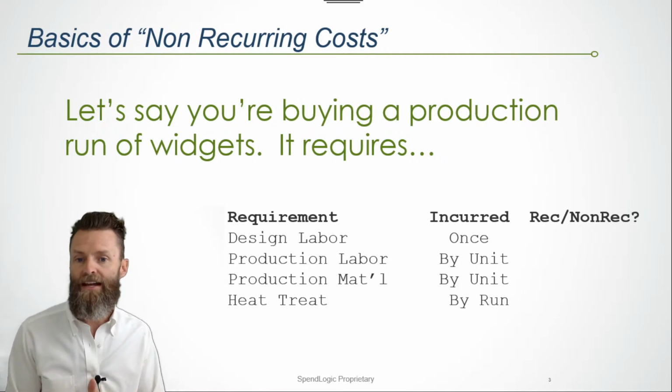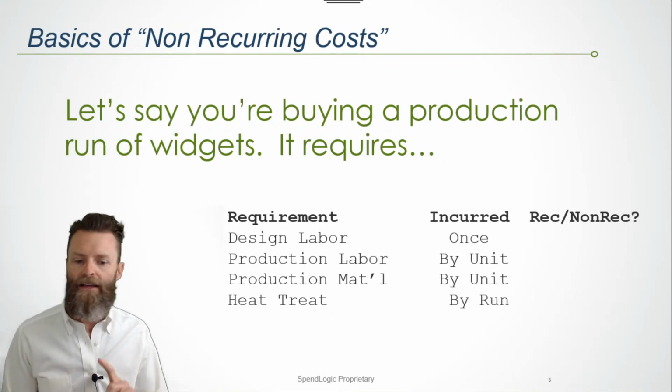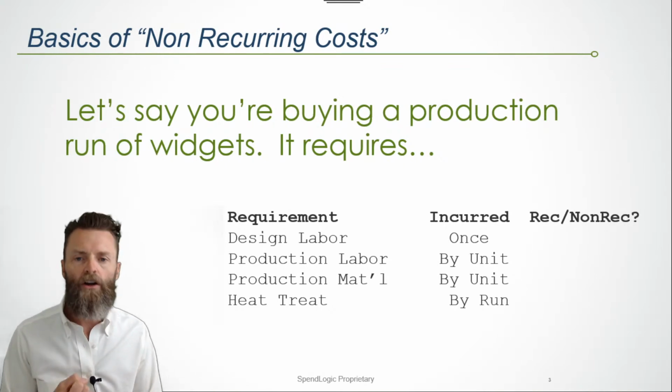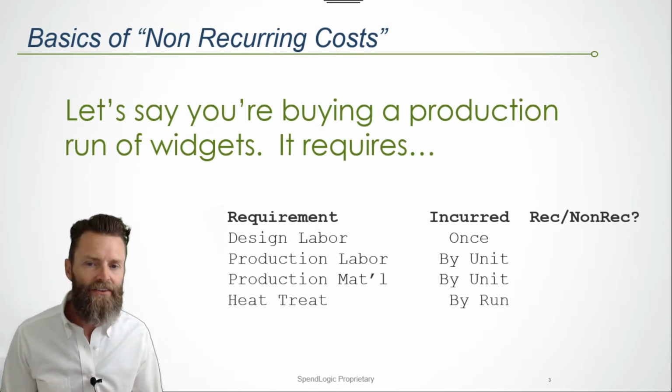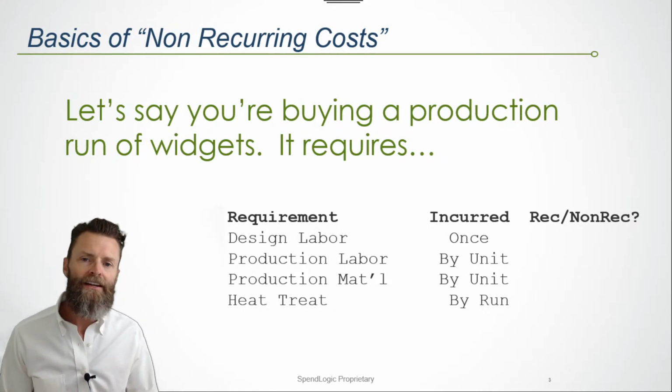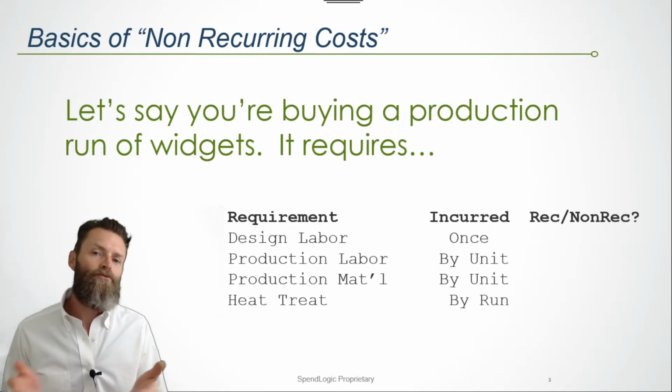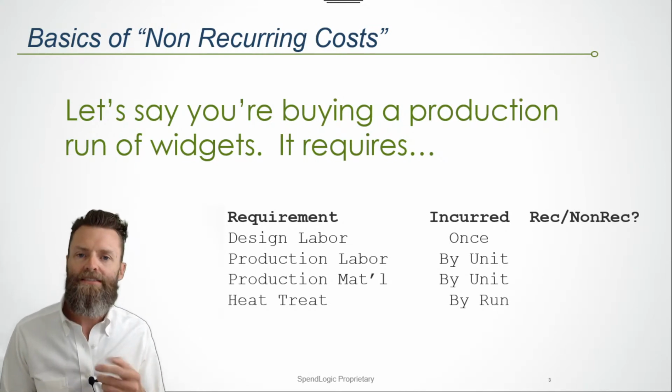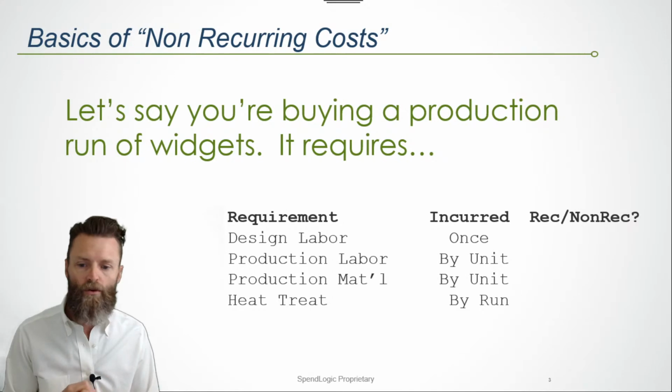That's in contrast with the next two. So production labor and production material are going to be incurred by unit. So again, by the very definition that we just talked about on the previous screen, these are going to be things that are recurring in nature, right? Because they vary directly with the quantity.